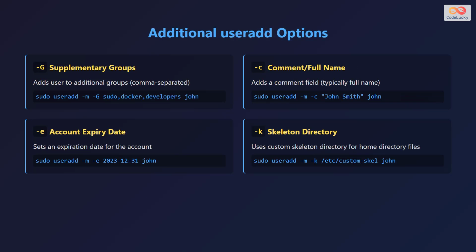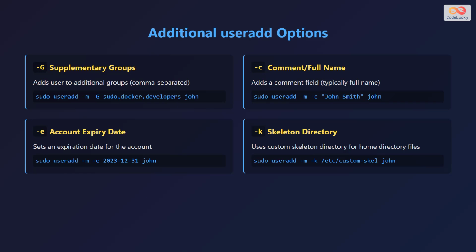Let's explore some more options for the useradd command. The -G option allows you to add a user to supplementary groups. You can specify multiple groups by separating them with commas. For example, sudo useradd -m -G sudo,docker,developers john adds John to the sudo, docker, and developers groups.